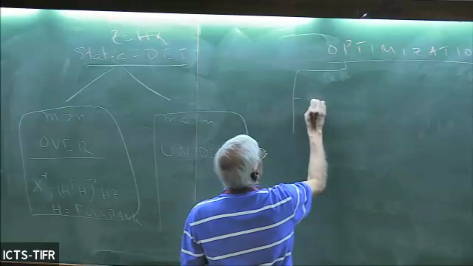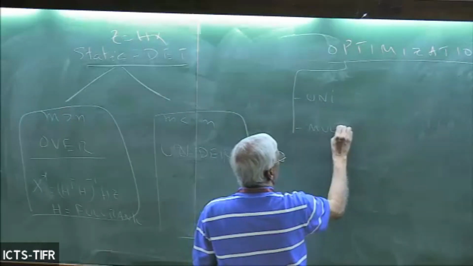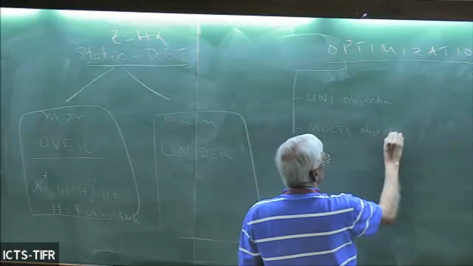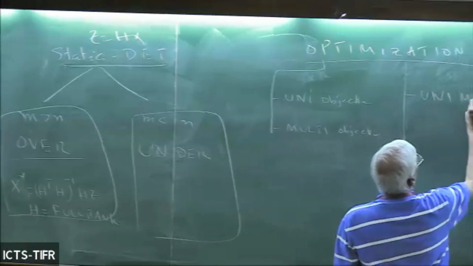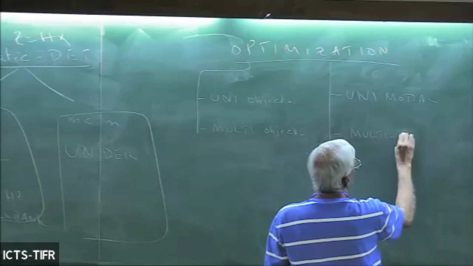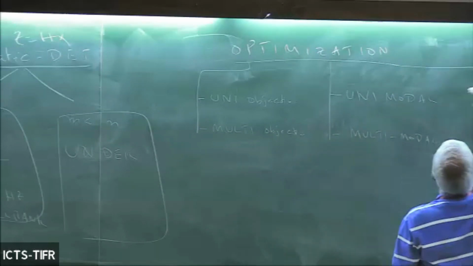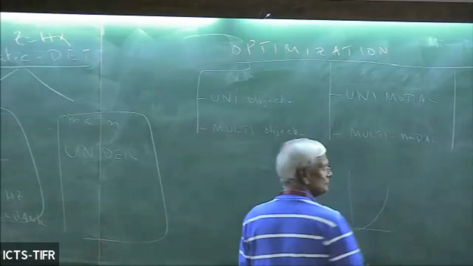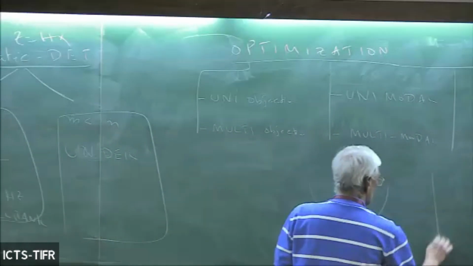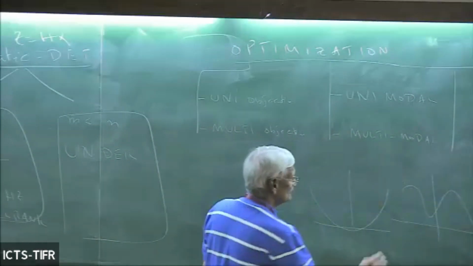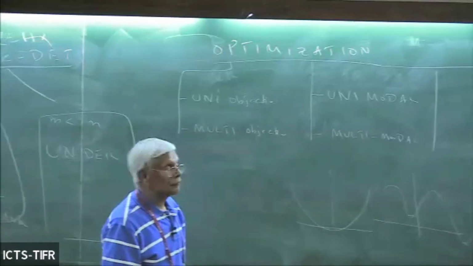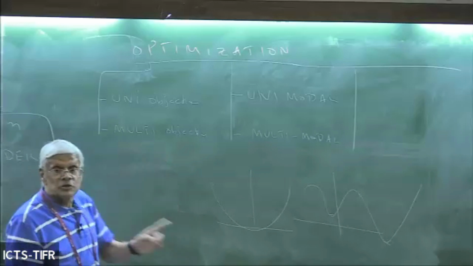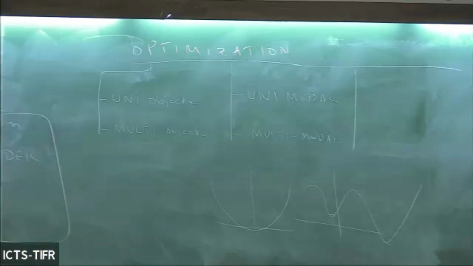The optimization problem is uni-objective versus multi-objective. Unimodal, multimodal. What is unimodal? The example of a unimodal function is a parabola. What is multimodal? I have this minimum and this minimum. What is uni-objective, multi-objective? We have already talked about it. Every engineering design is multi-objective. So engineers have a much harder problem than problems in meteorology.